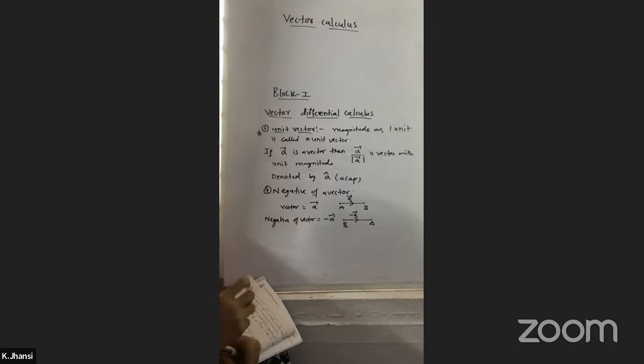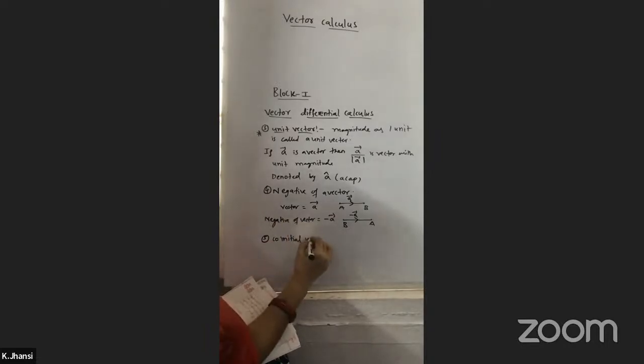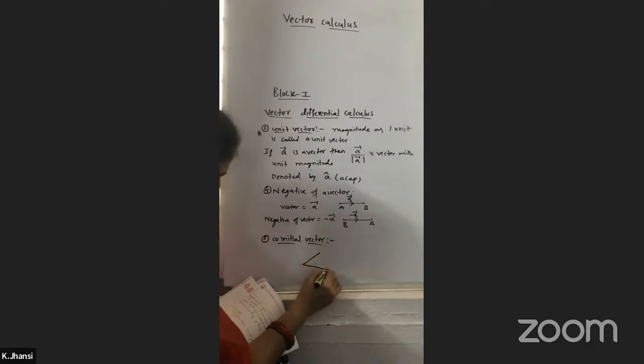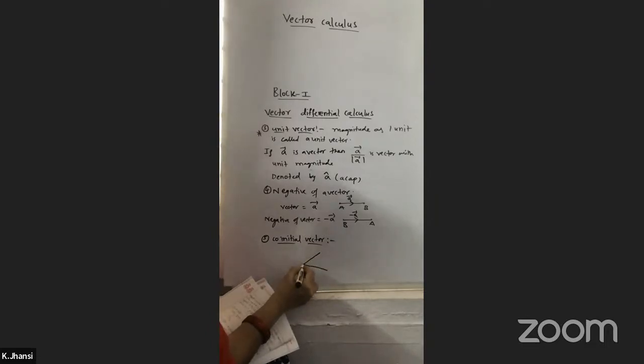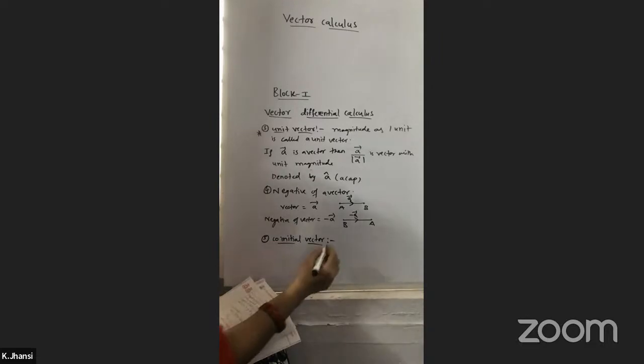Next, we have the co-initial vectors. Co-initial vectors means vectors having the same initial point. The diagram you can represent like this: this is from point O, they have the initial point here. Two vectors, if they have the same initial point, then we call them co-initial vectors, okay?